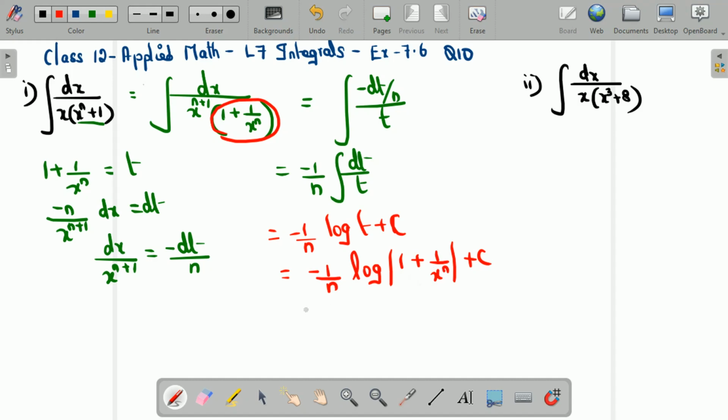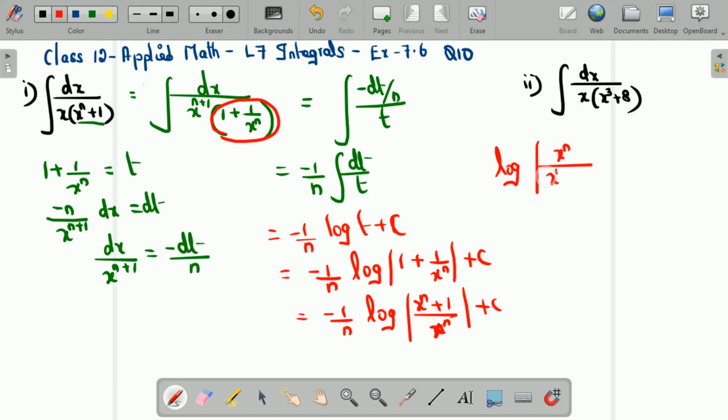We can take an LCM here. So minus 1 by n log of x power n plus 1 divided by x power n plus c. If you want, you can remove this negative sign and bring it in here. So this will change the log as log of x power n divided by x power n plus 1 plus c. The negative sign alone has gone inside. So this is 1 by n. You can either leave the answer in this style or this style, but both the answers are the same.